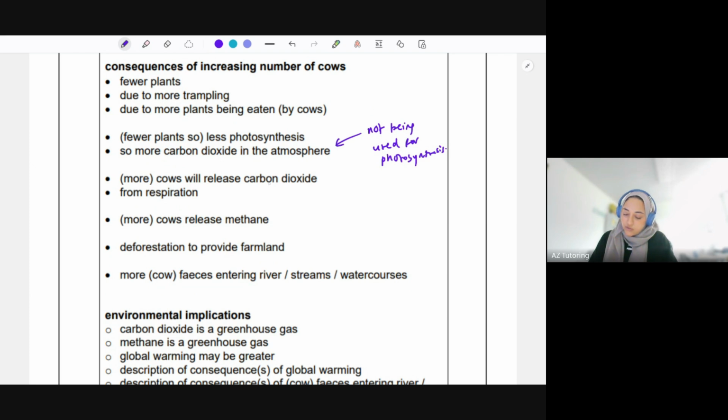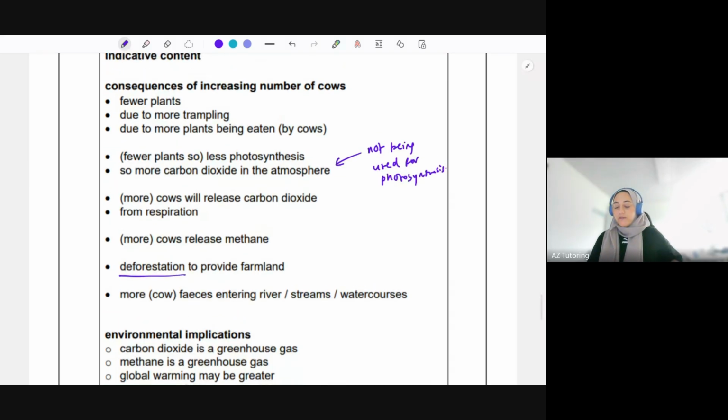More cows will release carbon dioxide from respiration. Yes, all the cows are respiring, so they're releasing carbon dioxide. Cows also release methane, and if you've got more cows, more methane. Deforestation to provide farmland. So as we just spoke about, if there's more cows that are going to be farmed, they need space to be farmed. So therefore, trees are taken down for this space to be there for the cows.